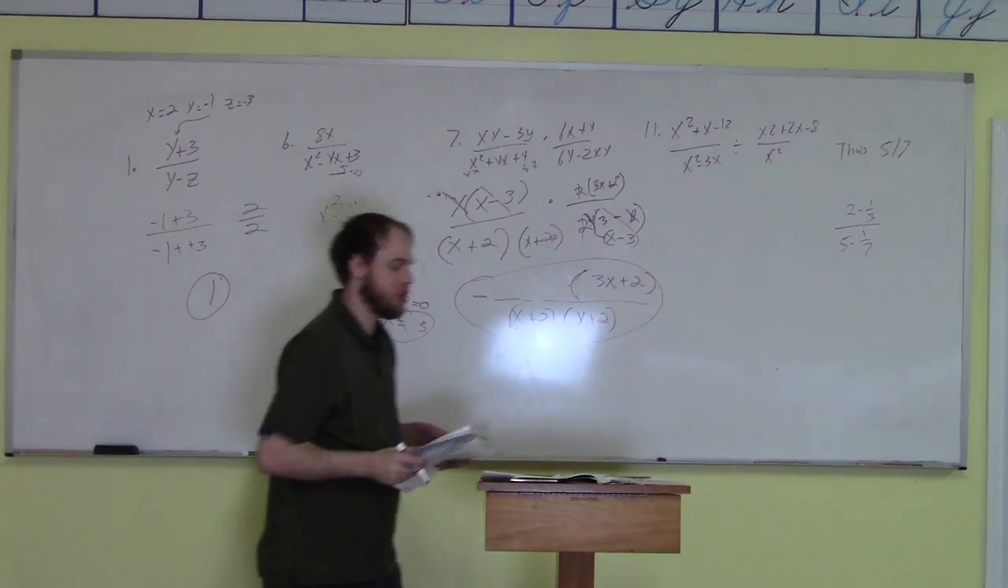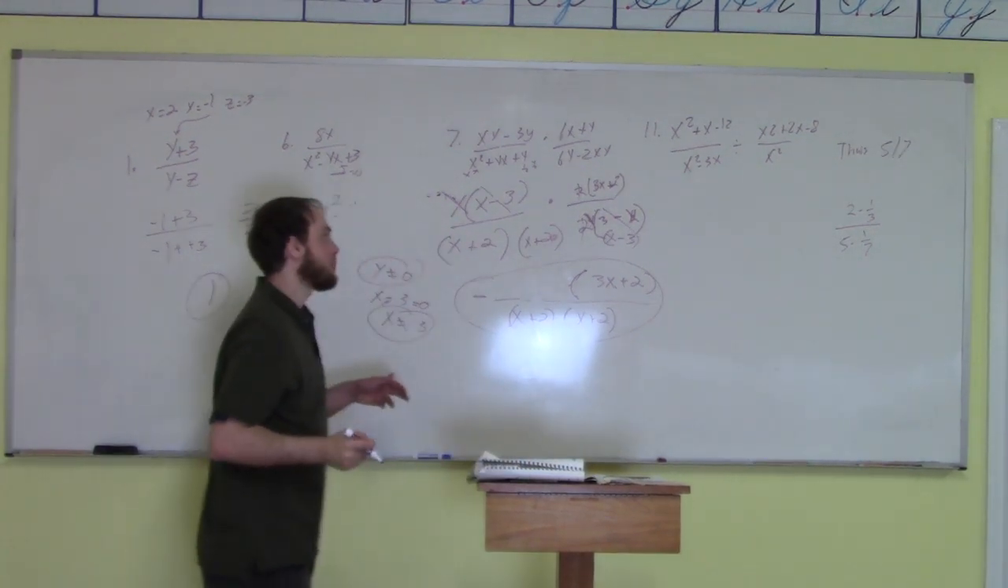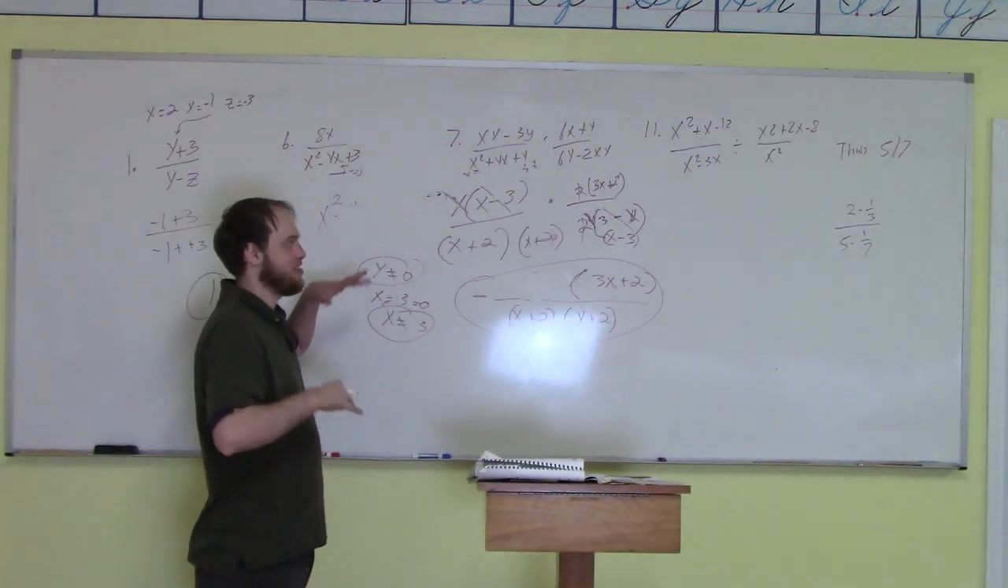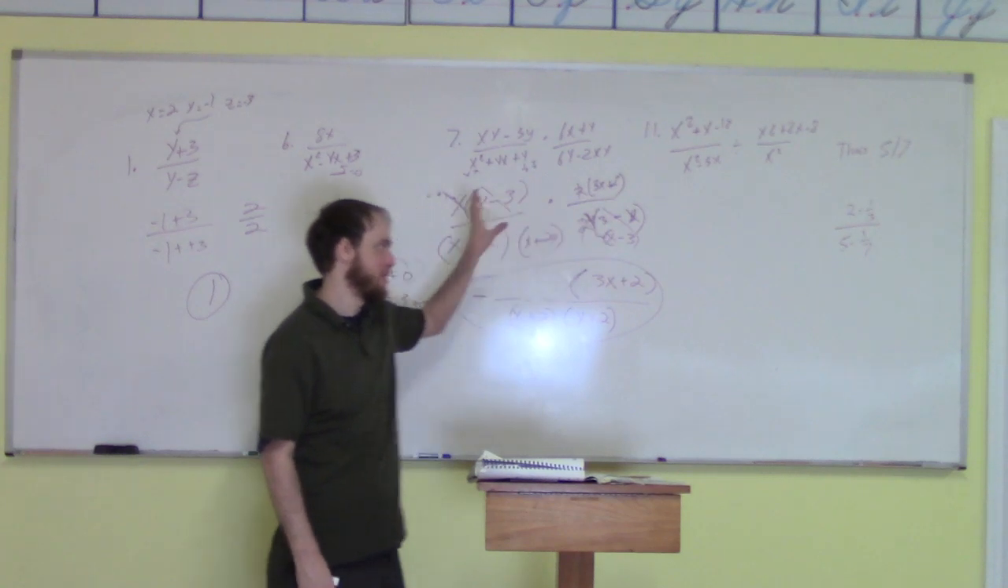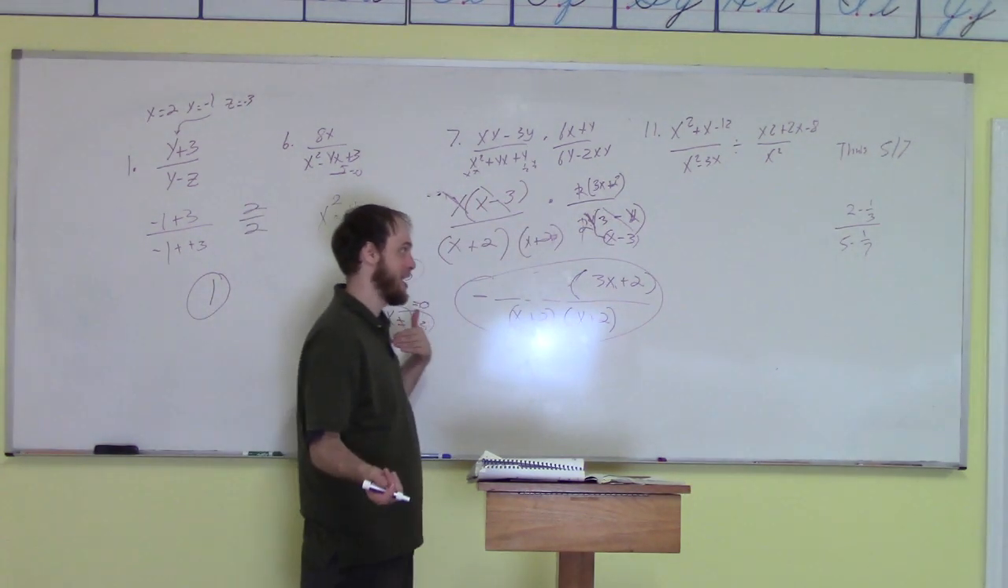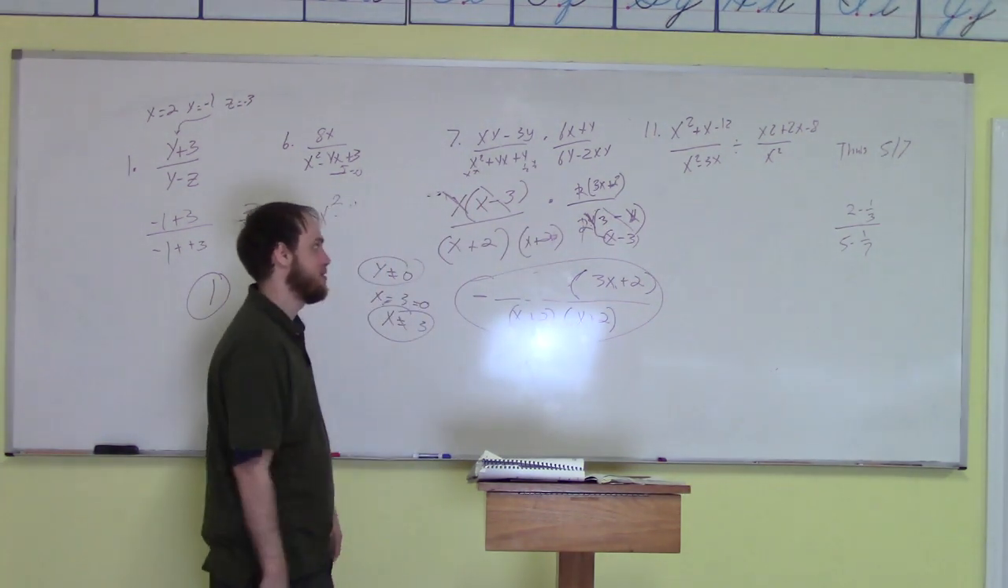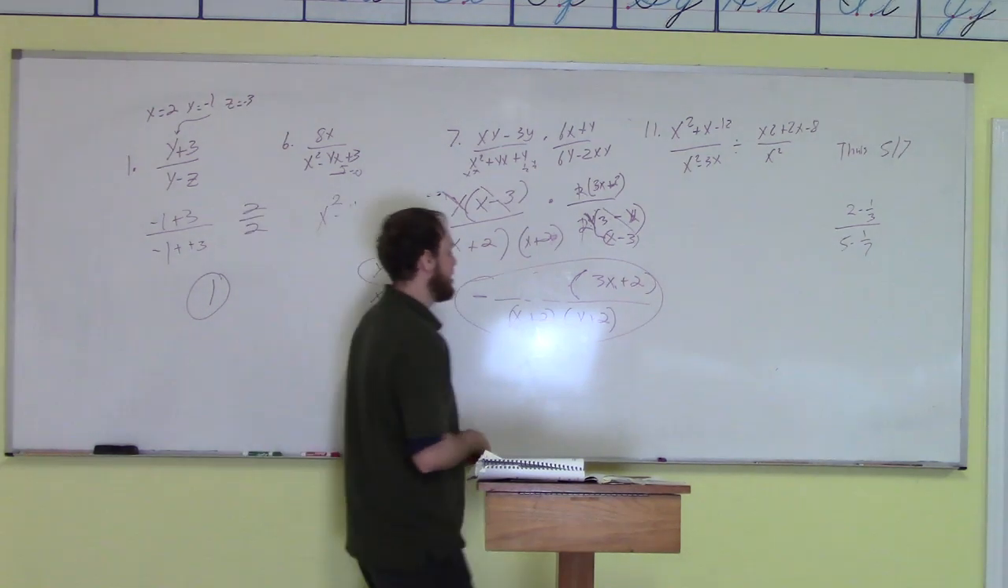So that's pretty much how you're going to do it. We're just going to set it up, factor everything, and then start seeing what cancels. If you end up with something that looks the same but has opposite signs, then just pull out a negative, and that flips all the signs, and then it'll allow it to cancel. So that will be number 7.